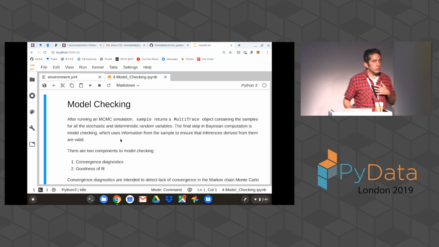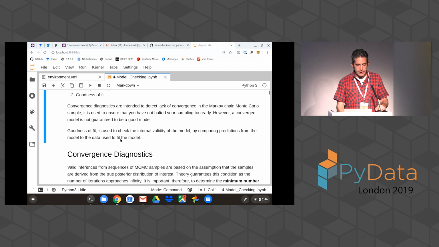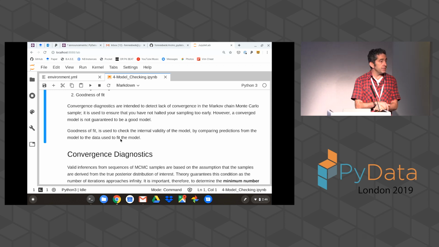So, model checking is very important. Like I said, particularly with a high-level package, it's very easy to get a result that looks sensible, but may not actually be valid due to any number of reasons. It generally breaks down into two components. One is convergence diagnostics, and the other is goodness of fit. Convergence diagnostics essentially evaluates whether your MCMC algorithm worked as expected. So has your model converged?